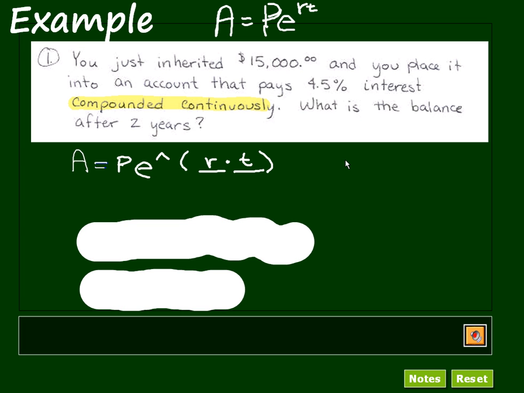So here's a problem we tried. You just inherited $15,000 and you place it into an account that pays 4.5% interest. And it's compounded continuously. So when we see those two words together, compounding continuously, we need to think PERT. A equals PE to the RT.